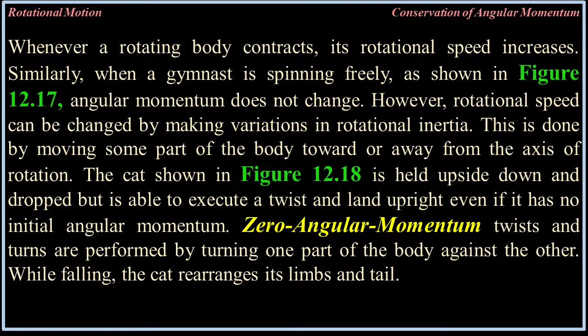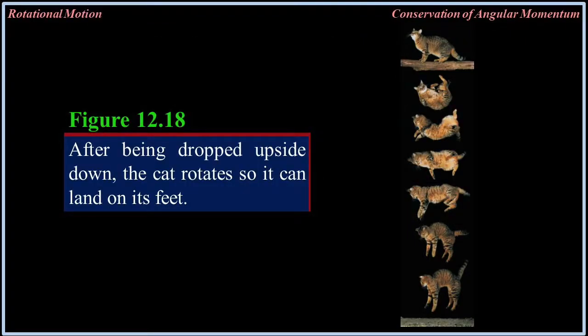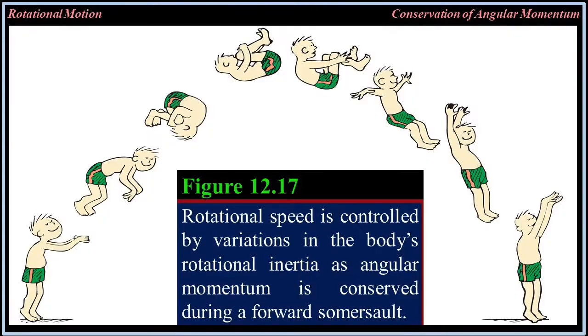This is done by moving some part of the body towards or away from the axis of rotation. The cat shown in Figure 12.18 is held upside down and dropped, but is able to execute a twist and land upright even if it has no initial angular momentum. Zero angular momentum twists and turns are performed by turning one part of the body against the other. While falling, the cat rearranges its limbs and tail.